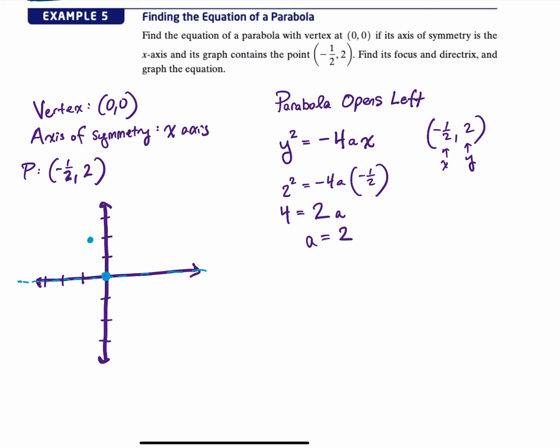So that means our focus point should be a distance of 2 units away from the vertex, and I know it should be to the left due to having this point. It has to open in that direction. So that should just be the point -2, 0. That'll be our focus. And we have an a value now as well. And this will also tell us where the directrix is. It should be a distance of 2 on the other side.